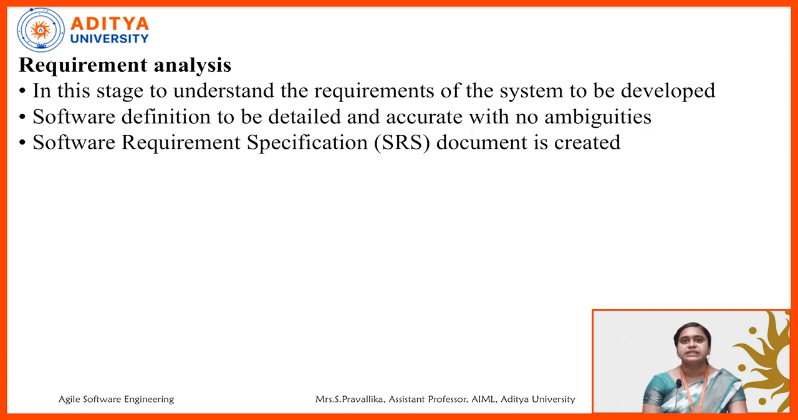Software definition should be detailed and accurate with no ambiguities. So whatever we need to define in terms of software should be in a detailed way, accurate and without ambiguity. That means the statements or requirements we are specifying should be in a very clear-cut way.